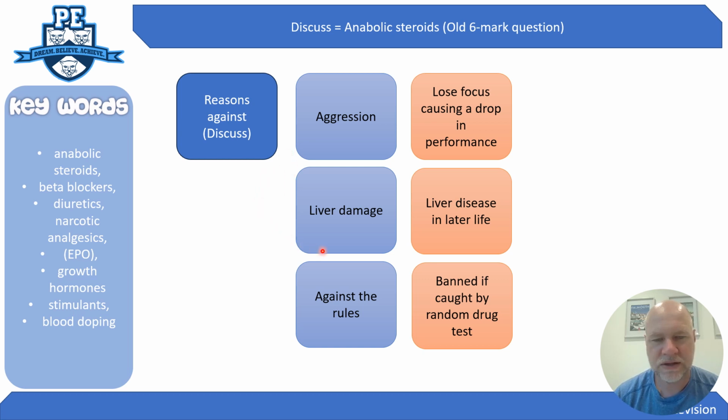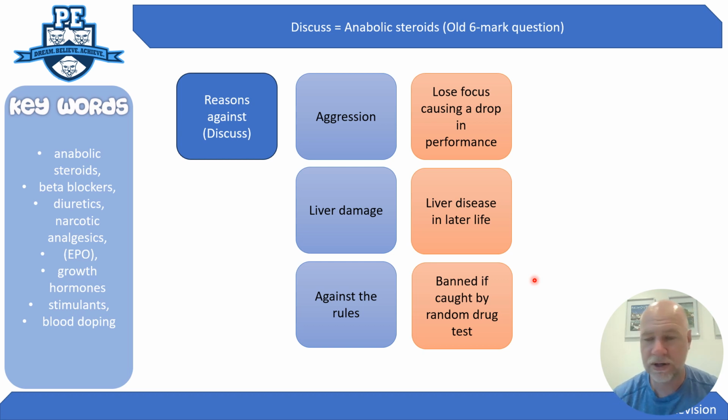Other aspects, it creates liver damage, and obviously in later life that can lead to further disease of the liver. And essentially it's cheating, it's against the rules. So those who are caught using anabolic steroids, usually by random drug tests, are likely to be banned. So that's the other side of it.